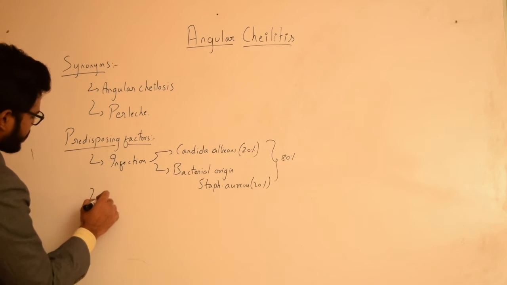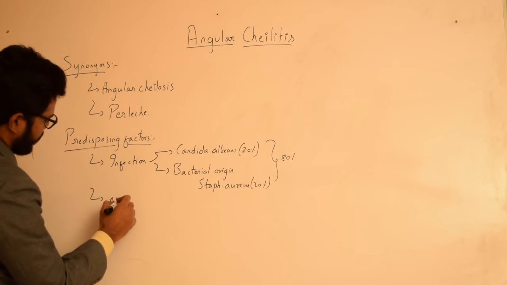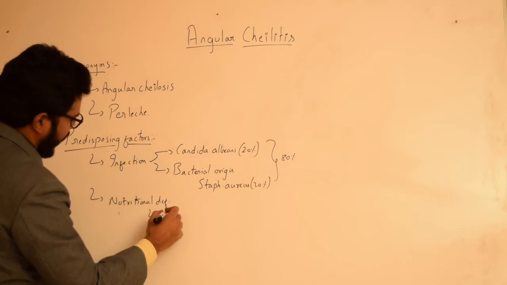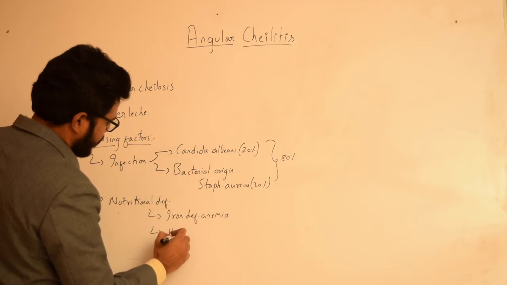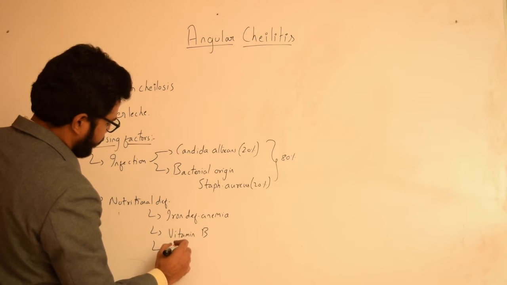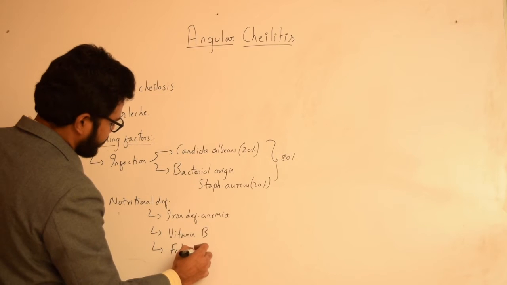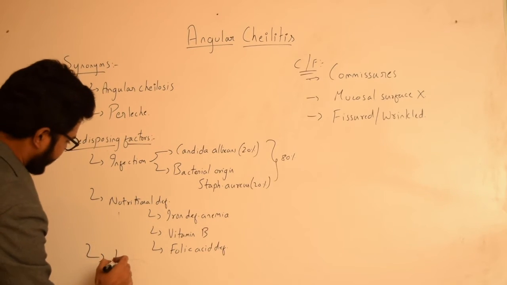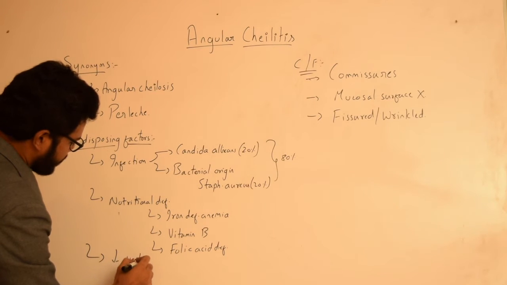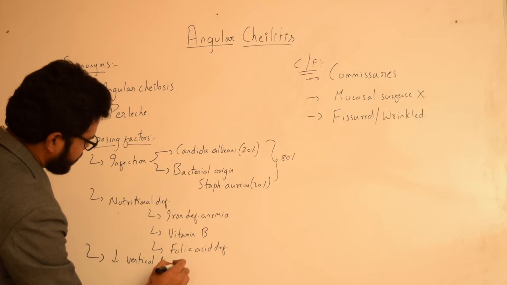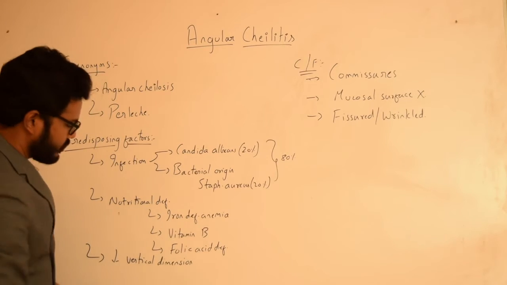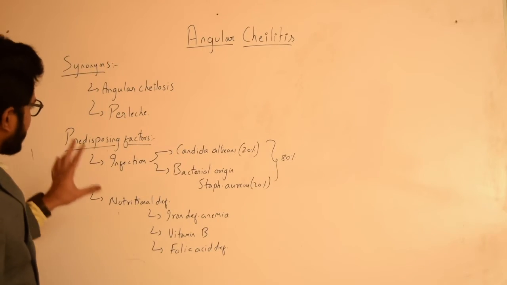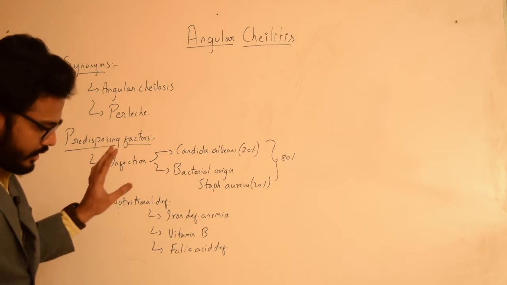Other predisposing factors include nutritional deficiencies, such as iron deficiency anemia, deficiency of vitamin B, folic acid deficiency, etc. Another predisposing factor responsible for angular cheilitis is decreased vertical dimension. This decreased vertical dimension is usually seen in adults and also in denture wearers, right? So these are some of the predisposing factors leading to angular cheilitis.